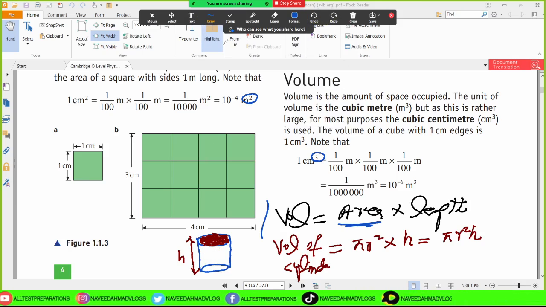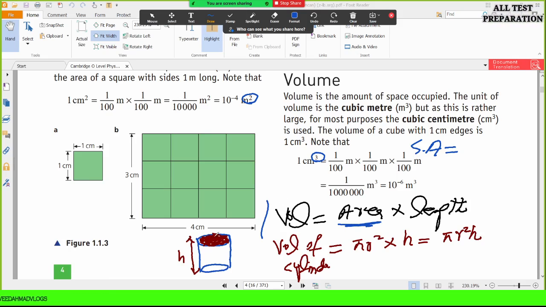Now, if you want to measure the surface area of this cylinder, so what you will do, surface area, this is area, okay? So that will be equal to the top area क्या हो जाएगा? Pi r square हो जाएगा. Okay, bottom area भी pi r square हो जाएगा. What about the curved surface area? इसका curve भी होगा ना, इस तरह curved surface area.